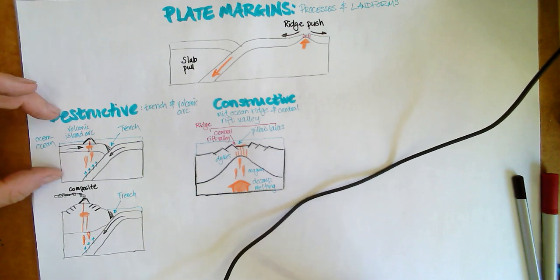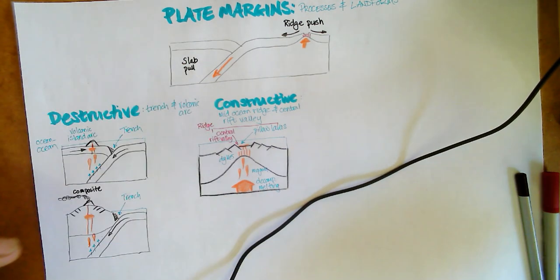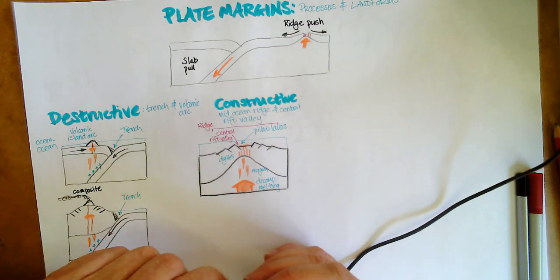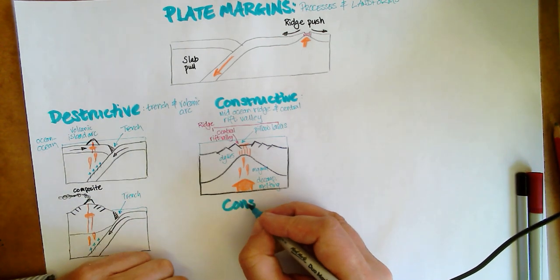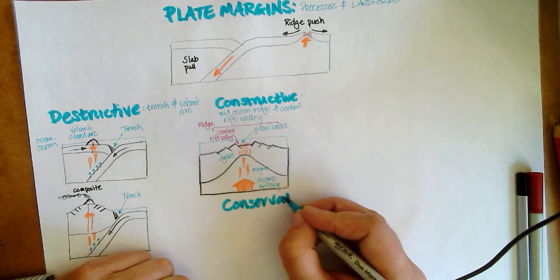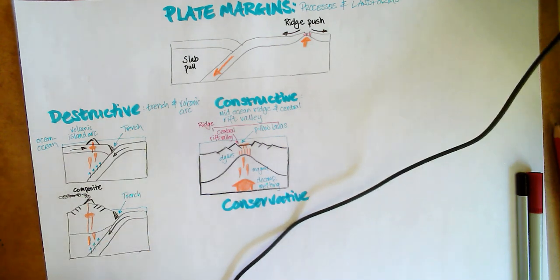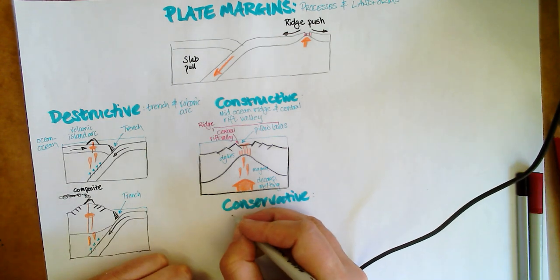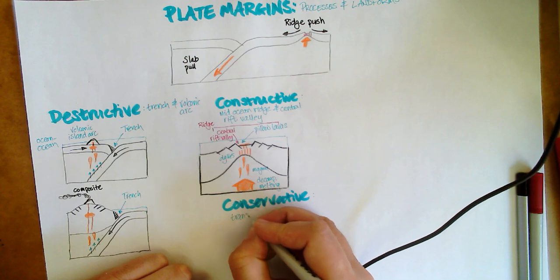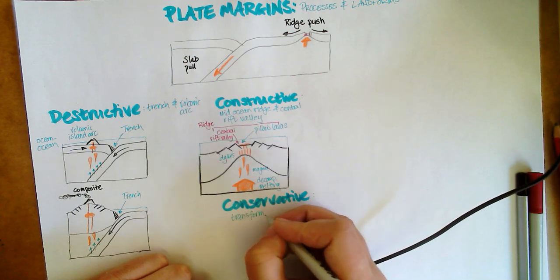Okay, destructive, constructive. Next up, conservative. And the features in particular that are formed there are known as your transform faults.